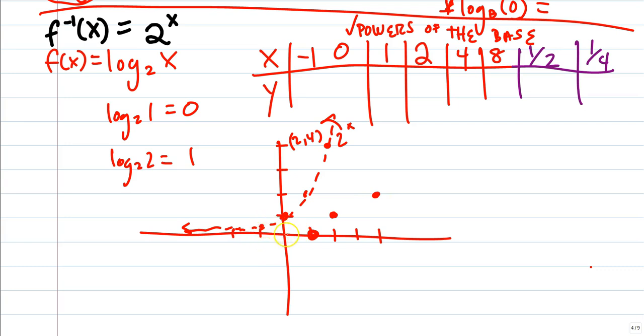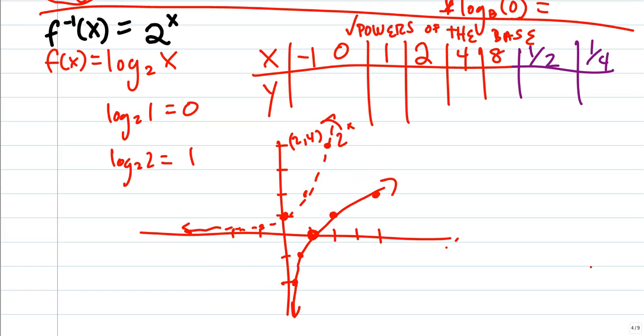Negative 1, 1/2 becomes 1/2, negative 1. Negative 2, 1/4 becomes 1/4, negative 2. This is what a logarithm looks like. And notice they are parallel across the line y equals x. There's symmetry.